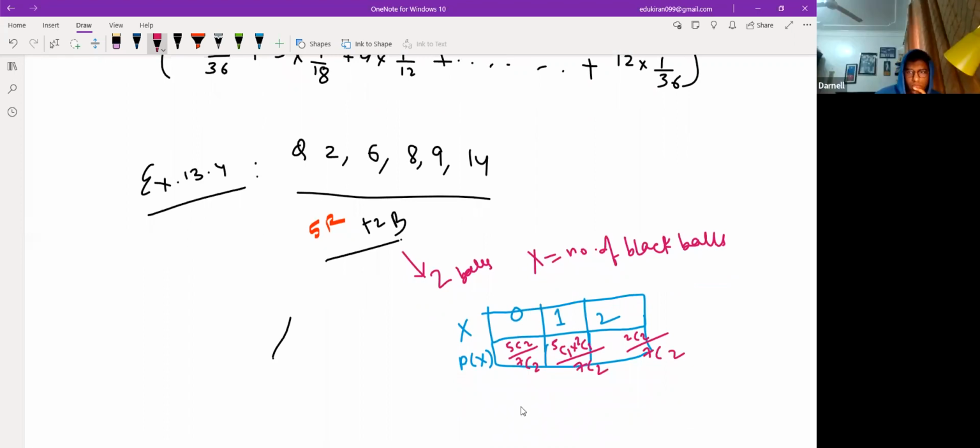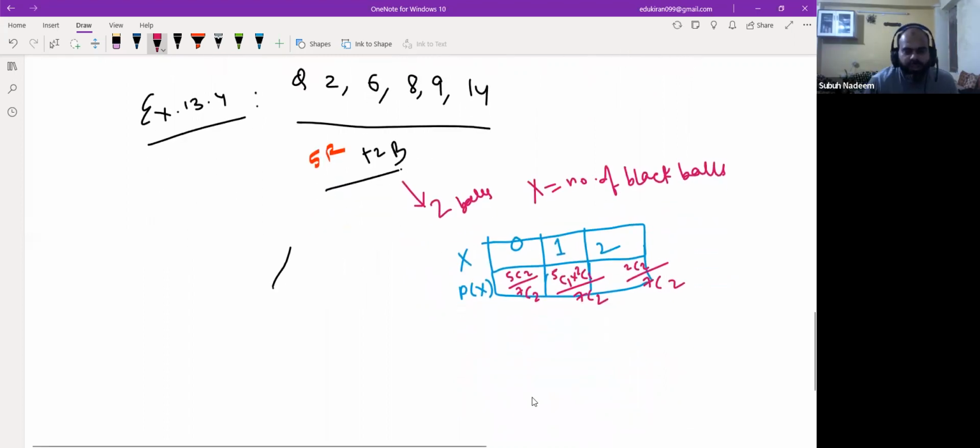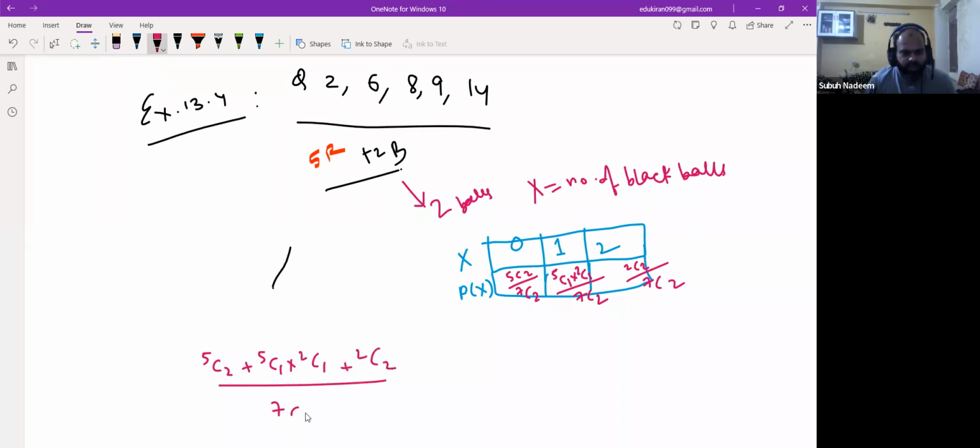Yes, sir. You can also check whether your answer is correct, though the probability distribution is not asked. 5C2 plus 5C1 into 2C1 plus 2C2 by 7C2. You add them up. You get here 5 into 4 by 2, 10. Here you get 5 into 2, 10. Here you get 1. In the denominator, you get 21. 21 by 21 is 1. So this probability distribution is also correct. Is it okay? Yes, sir.